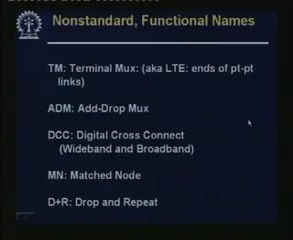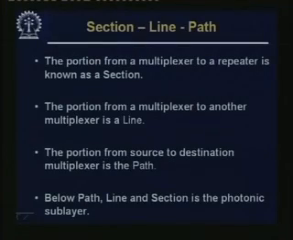So, let us just look at this once now. The portion from a multiplexer to a repeater is known as a section, or it could be a repeater to repeater also. The portion from a multiplexer to another multiplexer is a line. The portion from source to destination multiplexer is a path. Below path, line and section is of course the photonic sublayer, which means whatever is happening in the optical domain. So, we are not discussing that at the moment.